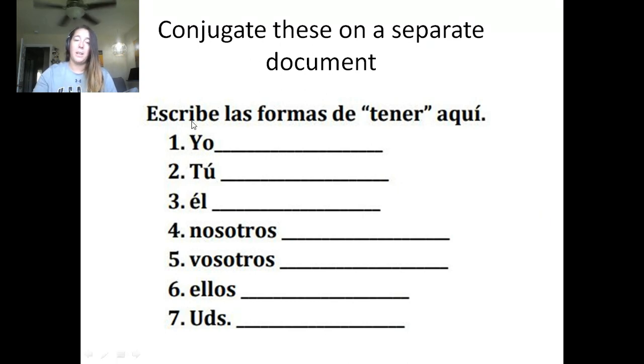Hopefully you remembered that the yo form is a go verb, so it ended in go. And then the tú, the él, the ellos, and the ustedes, they were all stem changed e to ie. No stem change in number 4, nosotros.